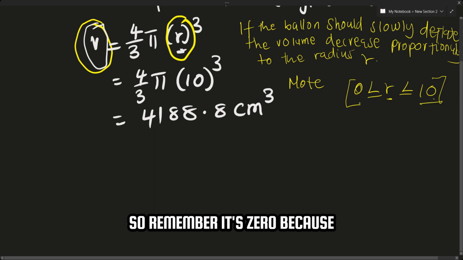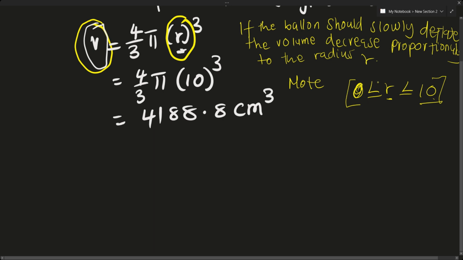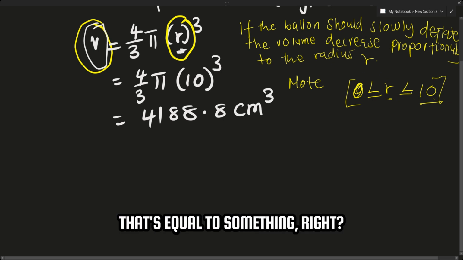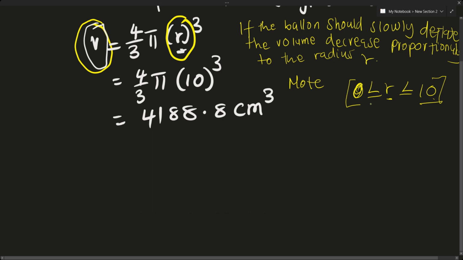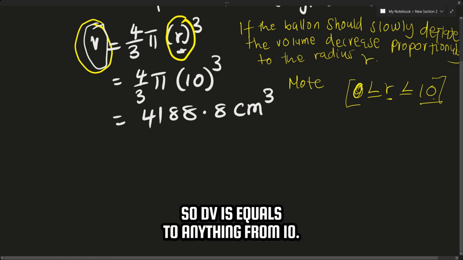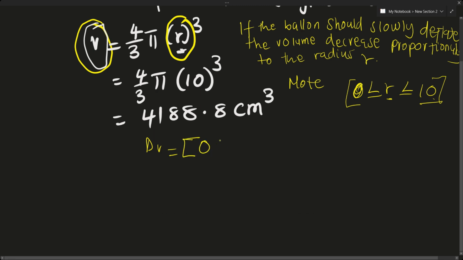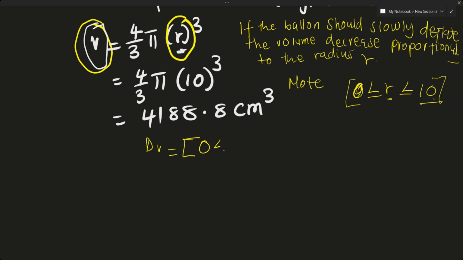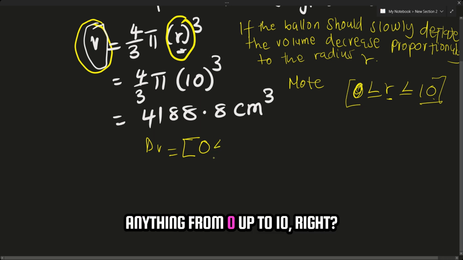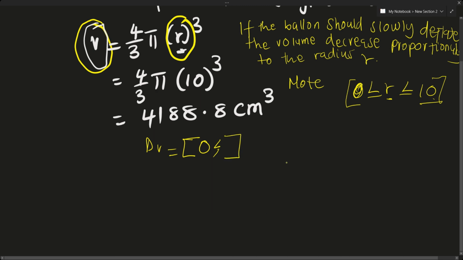So remember, it's 0 because we cannot have a negative radius, and that wouldn't make sense, right? So let's have V be equal to something, right? So V is equal to anything from 10. Our domain has to be from 10. Anything from 0 up to 10, right?